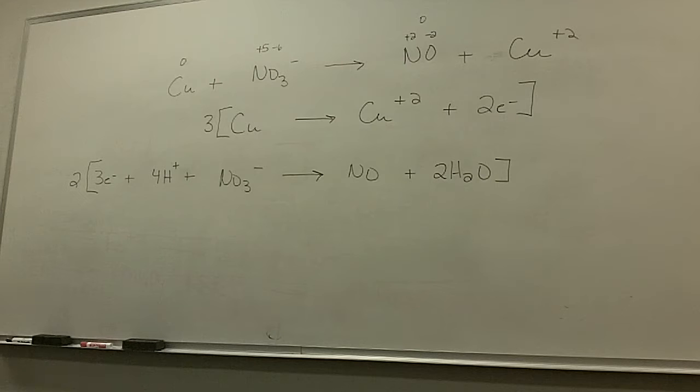Well, yeah, we had 2 electrons over there and 3 electrons over here. What's their common denominator? 6. So I have to get a total of 6 on both sides, because you want the electrons to cancel out.